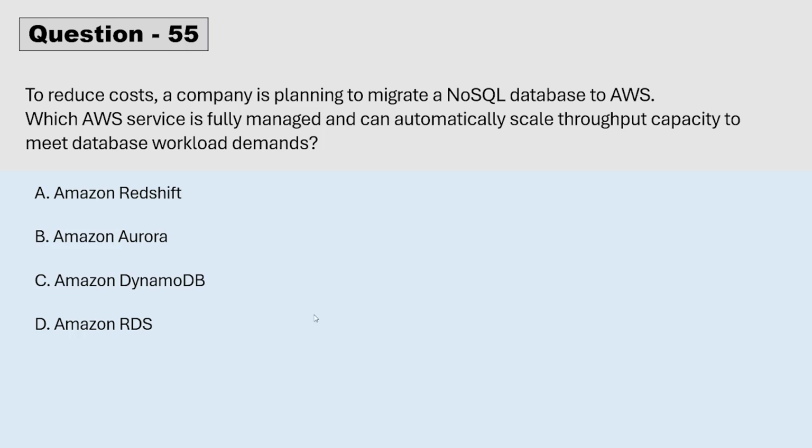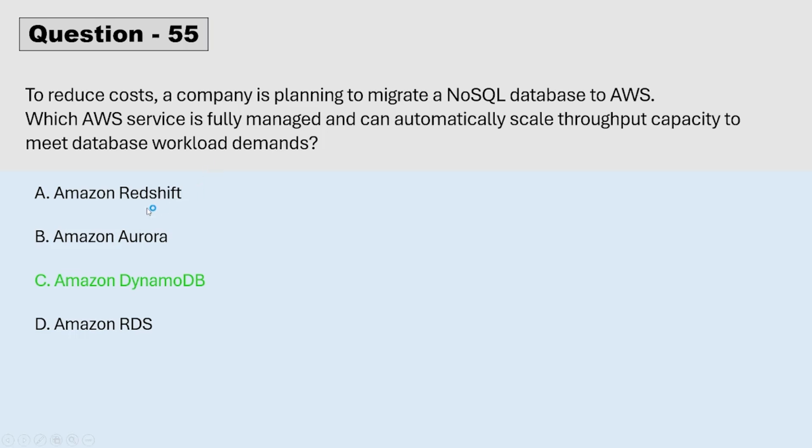Okay, now let me reveal the correct answer. The correct answer here will be option C, Amazon DynamoDB, because it is a fully managed NoSQL database service provided by AWS. It is designed to provide low latency, high throughput performance for applications, and DynamoDB can automatically scale throughput based on application demand, making it a suitable choice for workloads with varying traffic patterns. So this is the correct answer here.